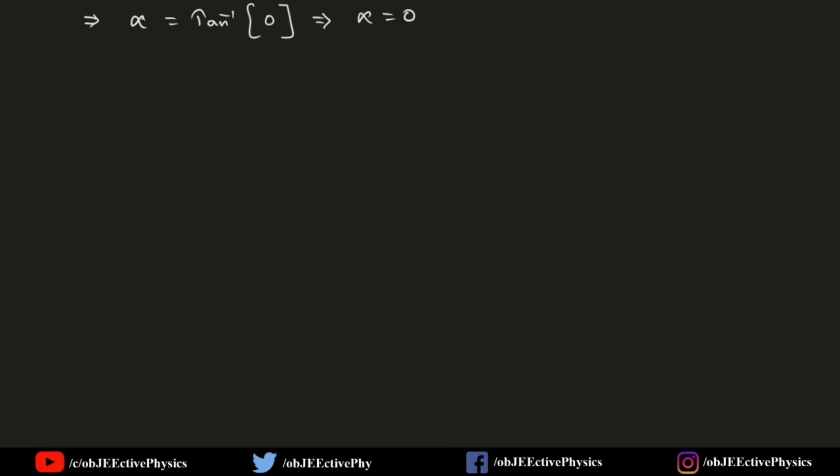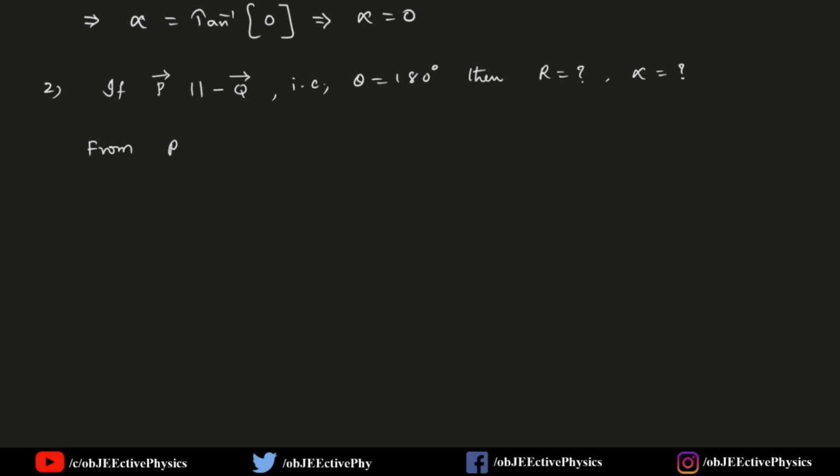Next, second point. If P bar is anti-parallel to Q bar, that is theta is equal to 180 degrees, the angle between P bar and Q bar is 180 degrees, then what happens to the magnitude of the resultant and the direction of the resultant?